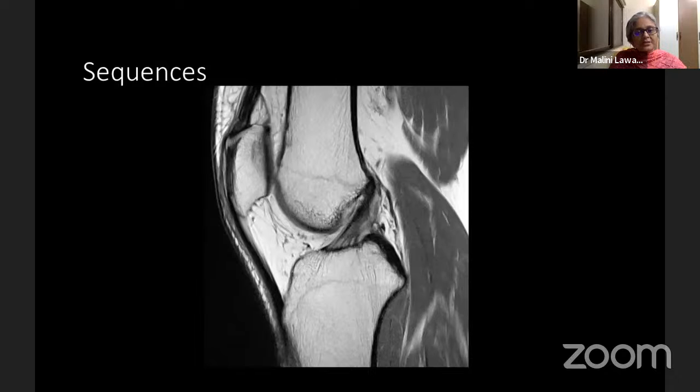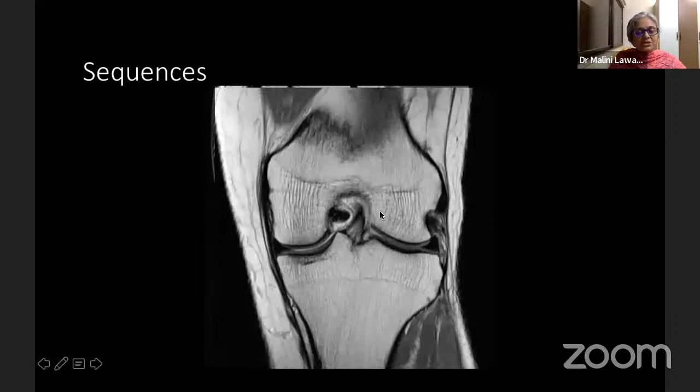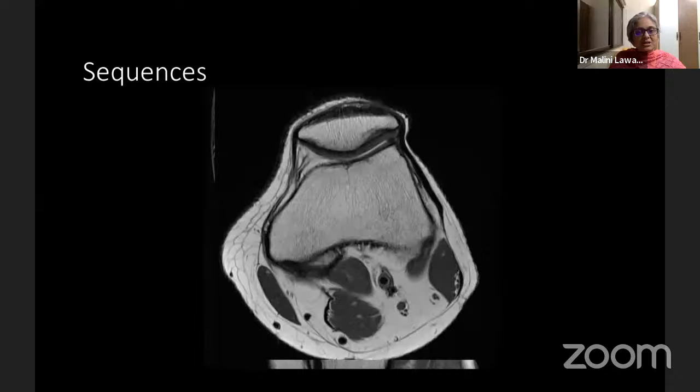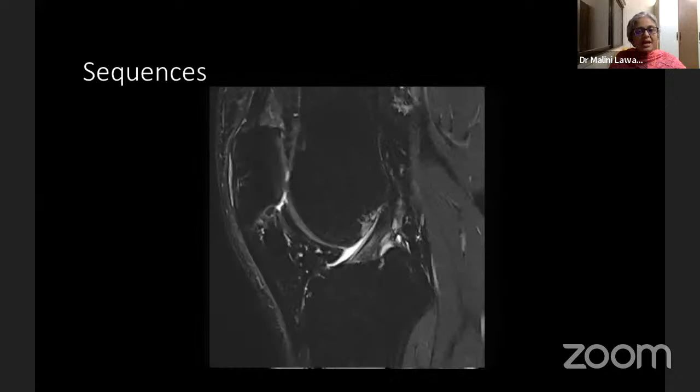Which are the sequences that we look at when we look at menisci? The most important sequences are 3 plane proton density images, which show the meniscus well, in conjunction with a fat saturated T2-weighted image. It's very important to have a fat saturated T2-weighted image and not just a fat saturated proton density image. So this is a proton density image, sagittal, coronal, and axial, and then a sagittal fat saturated T2-weighted image. This helps us look at fluid signal intensity within the meniscus, which would be seen with a tear.